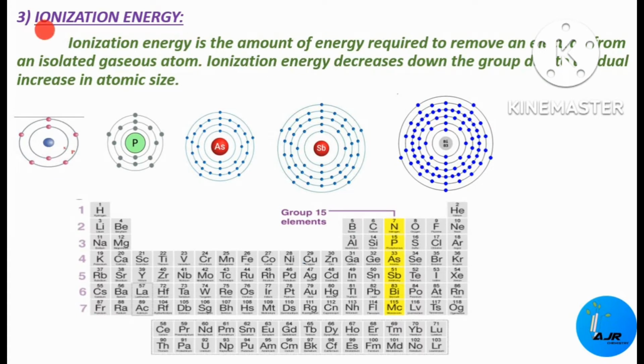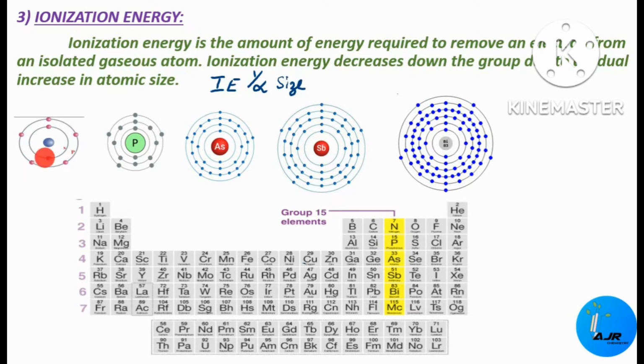So the next important property is ionization energy. What is ionization energy? Ionization energy is the amount of energy required to remove an electron from an isolated gaseous atom. Actually, this ionization energy is inversely proportional to the size of the atom.